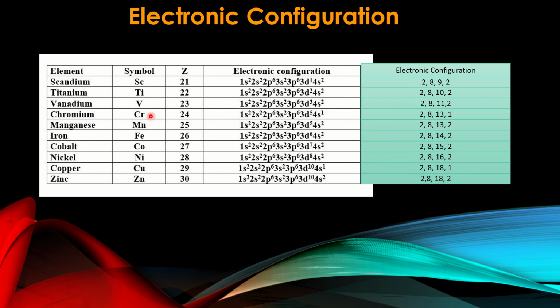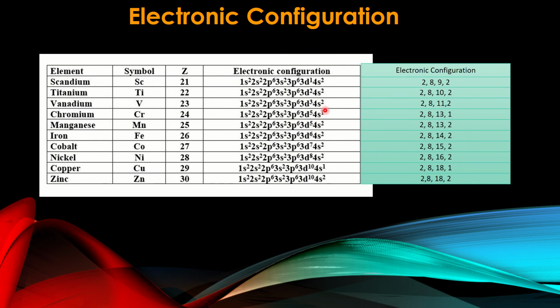Look here, the electronic configuration of chromium: 1s2, 2s2, 2p6, 3s2, 3p6, 3d5, 4s1. Dear student, look here, there is one exception. It should be 3d4, 4s2, because the electrons at first go to the fourth shell, 4s orbital. So it will be 4s2, and the rest 4 electrons will come to 3d orbital. So it should have 4 electrons and it will be 3d4. But the electronic configuration is written 3d5, 4s1.